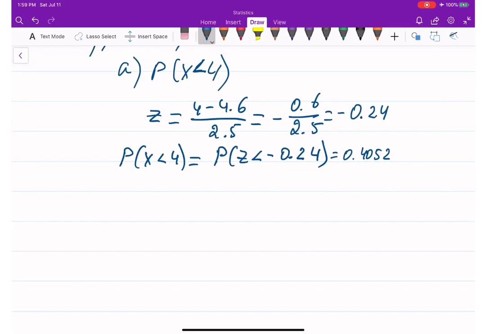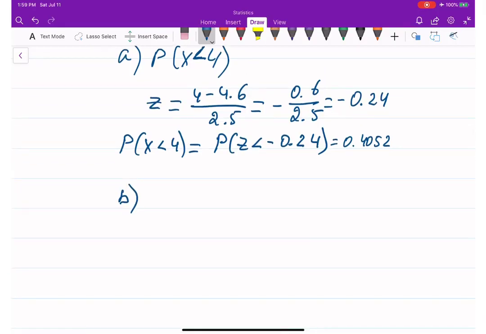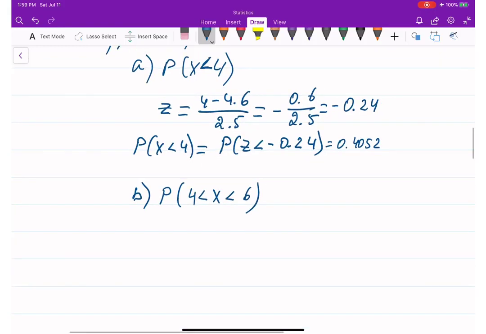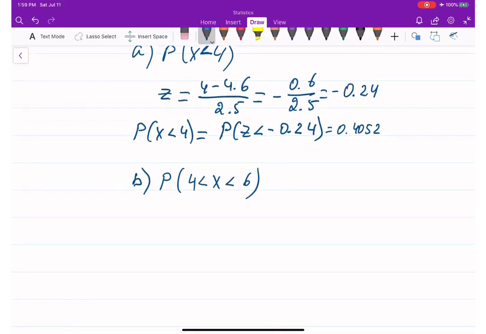Let's see what is the next question we have. Question B. We need to find the probability that the randomly selected study participant response was between 4 and 6. Again, we already have the probability of x less than 4 is equal to 0.4052. We have that.